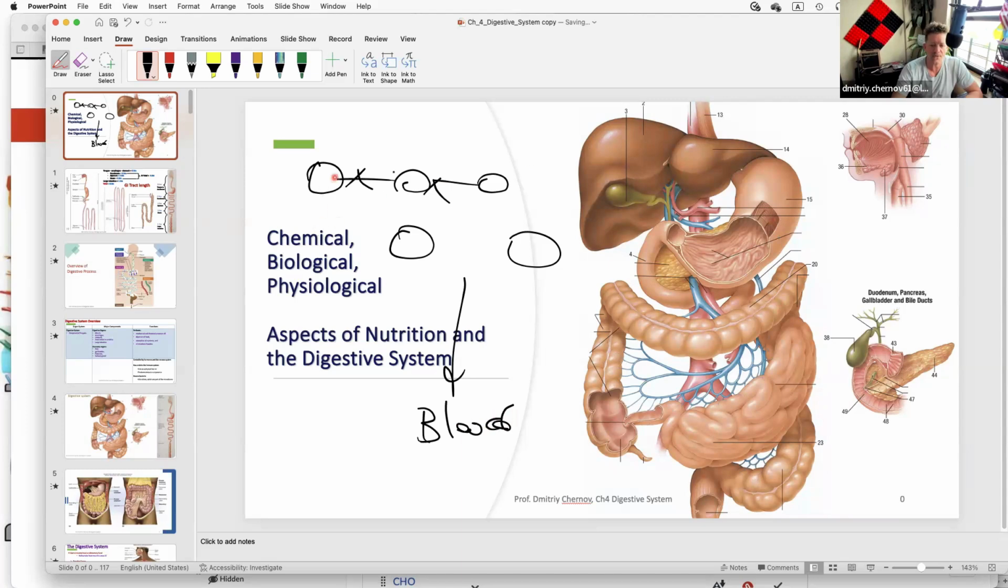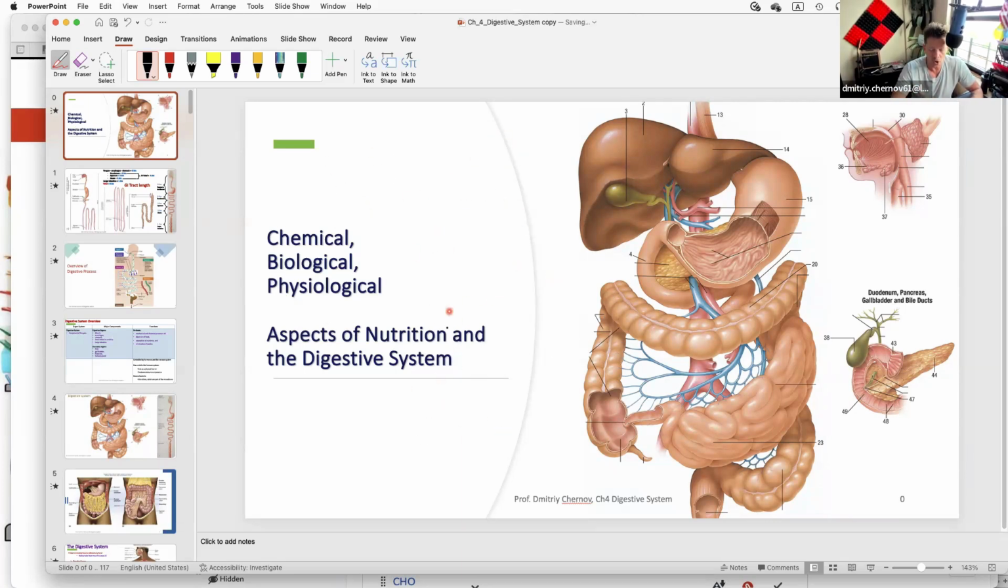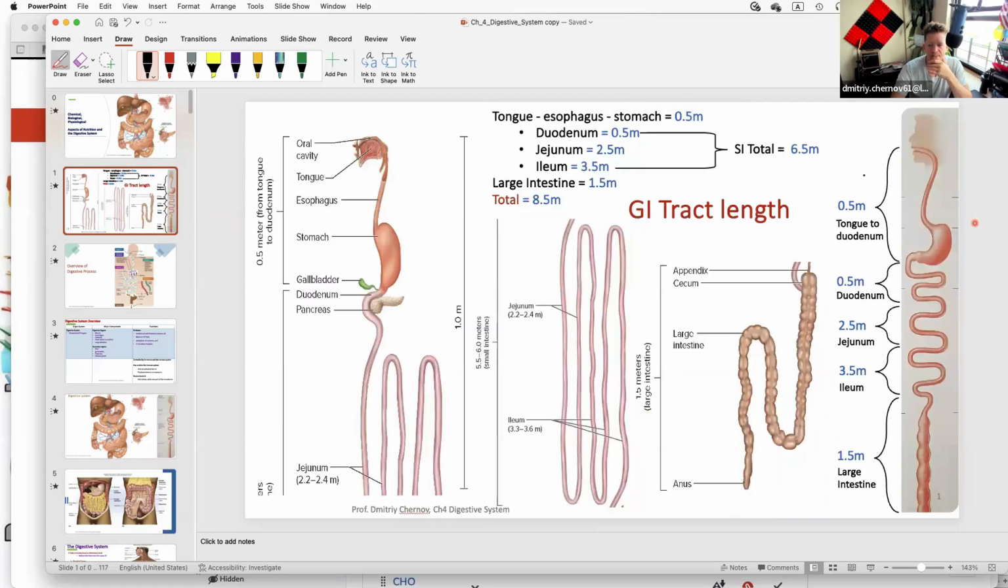So basically, in the digestive system, we're going to discuss how to break down nutrients, how to digest them, how to absorb them, and what chemicals participate in these types of reactions: enzymes, hormones, and just secretions. Again, digestive juices. Not that important, but the digestive system is pretty long, and you can look at this slide from here to here.